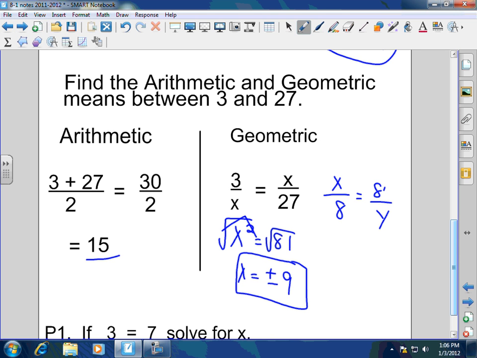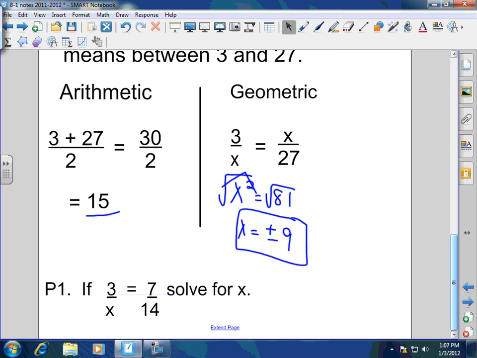Now, if they gave you one extreme and the mean, then you're fine. Okay? You can only have one unknown variable. All right. So now, let's do some examples. Go from easy to hard.